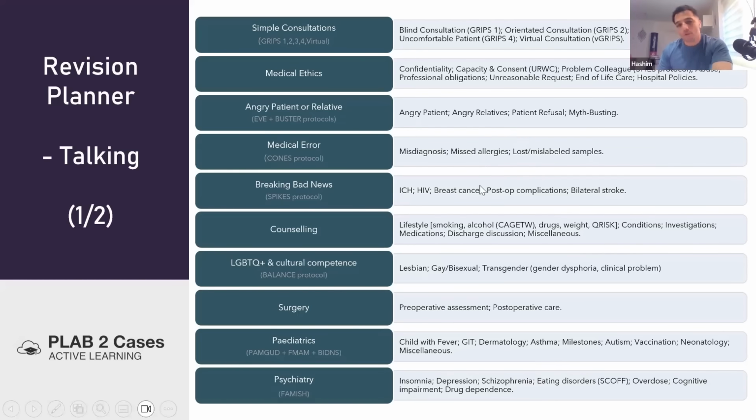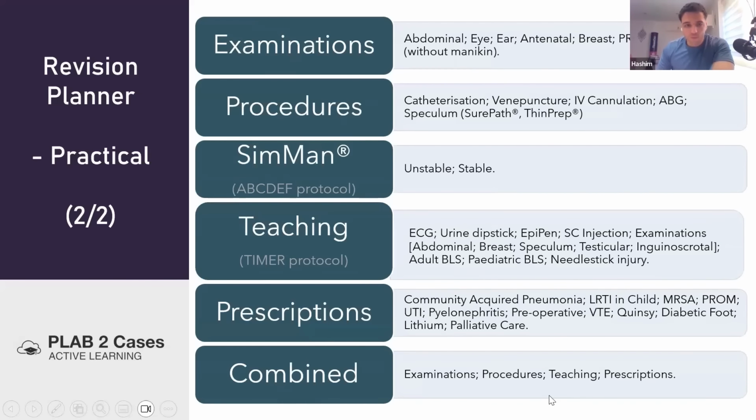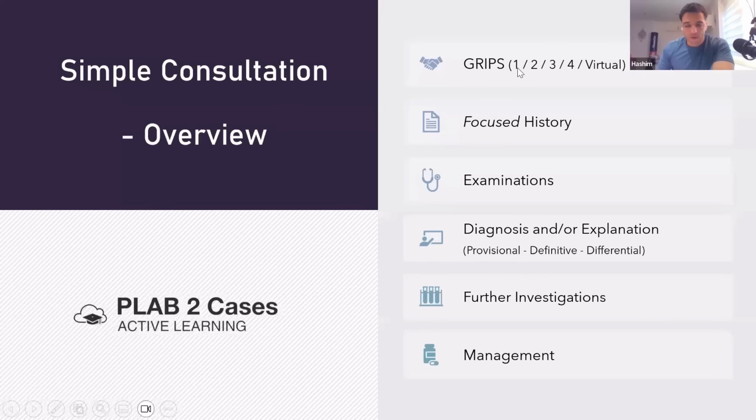So for simple consultations, we've identified 5 different types. If you Google PLAB2 GRIPS, you will find a website called stefo.com, and they have a really nice description of some of the different types of GRIPS. I've added a few extra ones just so that everything I've seen in the scenarios for simple consultations is covered. So this is the general structure for all the simple consultations.